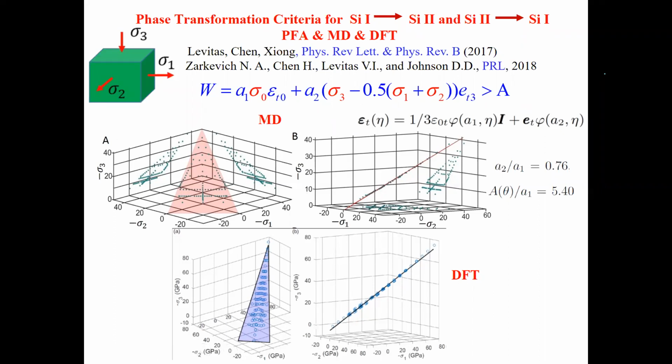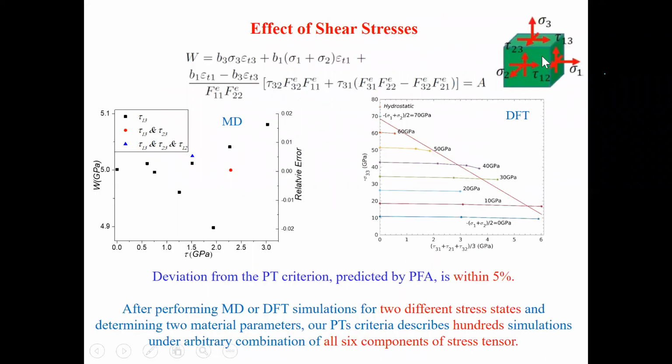So then we apply all 6 components of stress tensor. We add 3 shear stresses. The criterion looks more sophisticated, but in this additional term, there are no new material parameters. And also both MD and DFT show the deviation from our analytical prediction is within 5%.